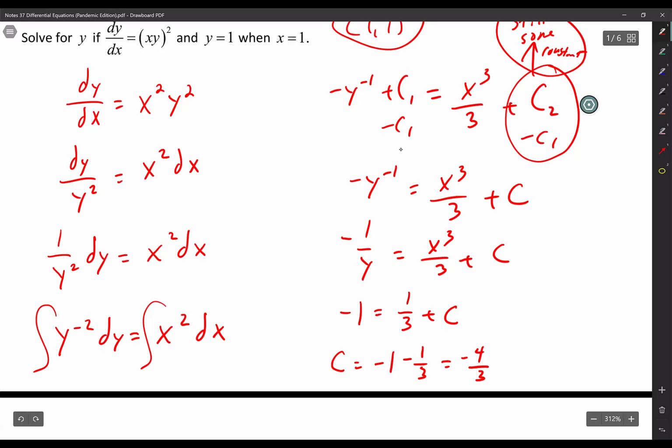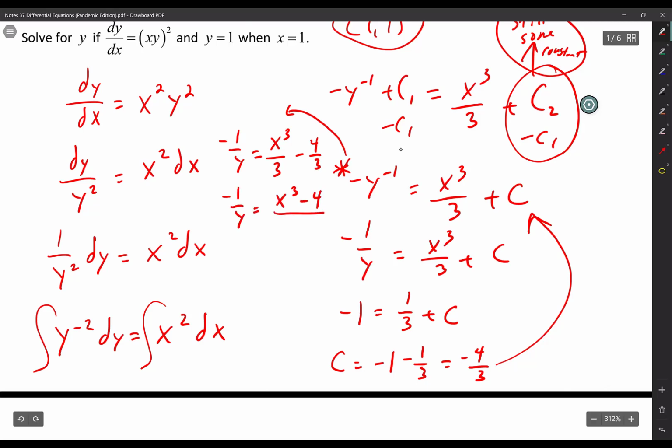Ooh, am I going to have enough space? I think so. I'm going to write here in the middle, guys. I think I have enough space. That number is that number, so I'm going to come to this one because that's the initial equation that I had. And here we go. I'm writing it here in the middle. Negative 1 over y equals x cubed over 3 minus 4 over 3. I have the same common denominators. Negative 1 over y equals x cubed minus 4 all over 3.